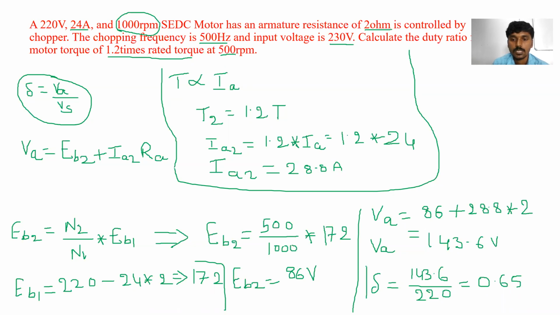This is the meaning of this one. He can ask in any way. If he gives the duty cycle, he can ask the question, find the motor speed when the duty cycle is 0.65. So in different ways they can ask the questions. Based on the given data, we have to use the formulas and find the parameters he is asking. These are the numericals on the third unit, rectifiers and choppers.